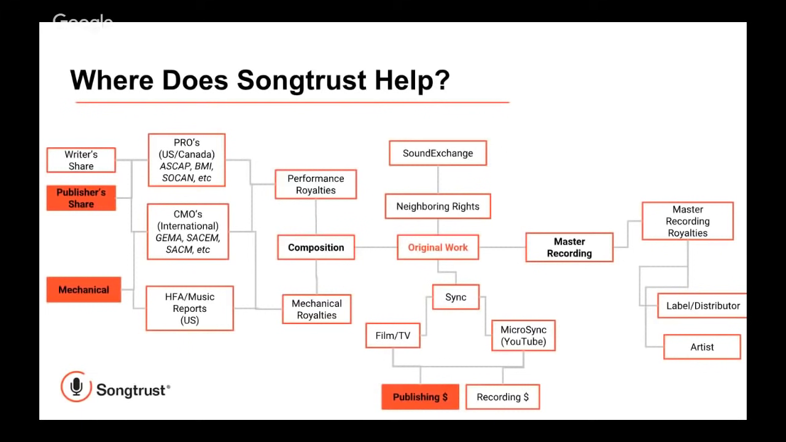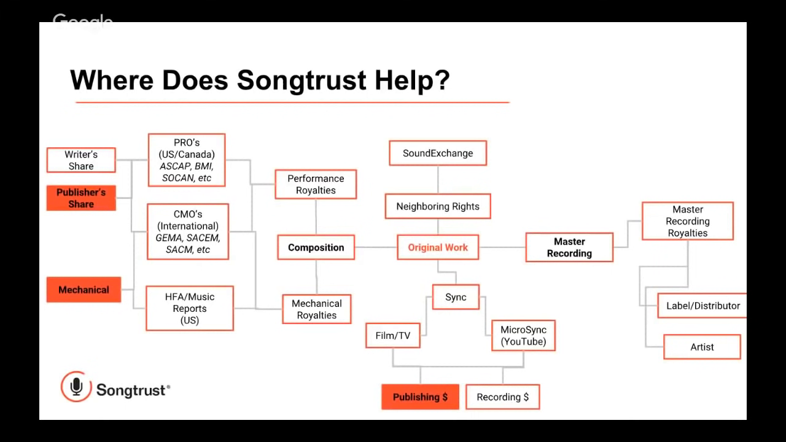So let's take a look back at the diagram that Julia had gone over previously that goes through the composition and the master recording. If you remember, the master is what your distributor or your label is going to be collecting on, and what publishing admin such as Songtrust collects on is the composition. So the writer share that is generated from the PROs is always going to be sent directly to you as the writer. But the publisher share is what we are going to be collecting on.